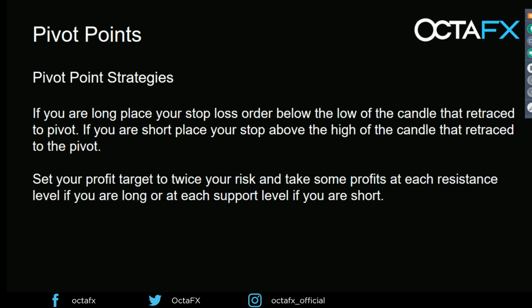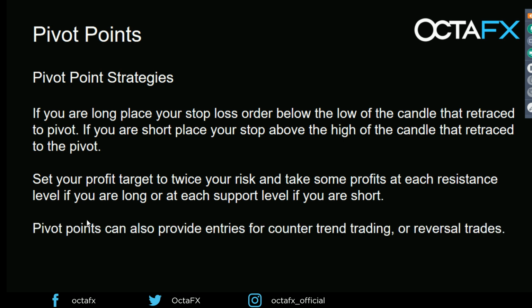A classic profit target strategy would be to set your profit target to twice your risk, and keep in mind that it's a good idea to take some profits at each resistance level if you're long, or at each support level if you're short. So let's imagine price crosses the pivot from the downside to the upside, it retraces to the pivot, you get long on the next candle, and then in terms of your profit target, you're looking to take at least twice your risk, and you're also looking to take some profit at the first resistance and the second resistance, potentially even the third resistance level. So that's one basic strategy.